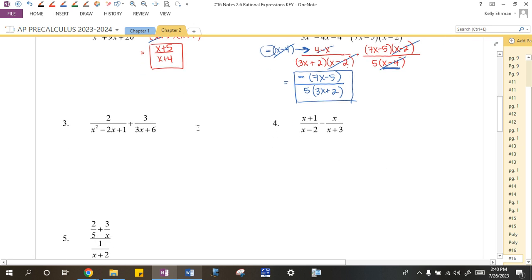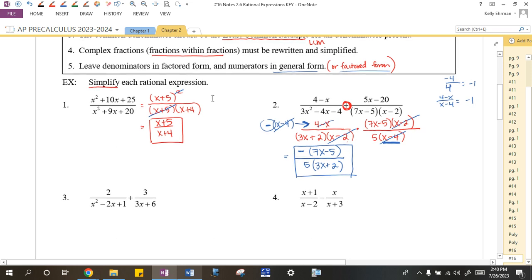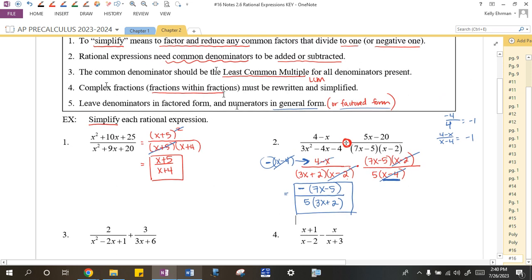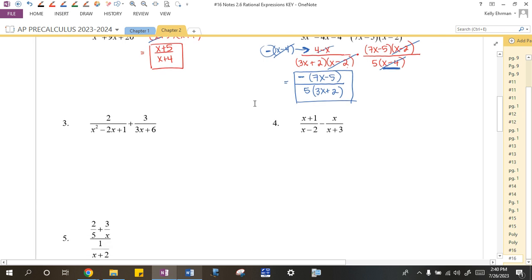The next two problems are addition and subtraction. So remember, the rule for addition and subtraction is to set up a common denominator. And so the first thing we should be doing is looking at what these denominators are when they are factored out. So x squared minus 2x plus 1, that's x minus 1 squared. And we've got 3 times x plus 2.